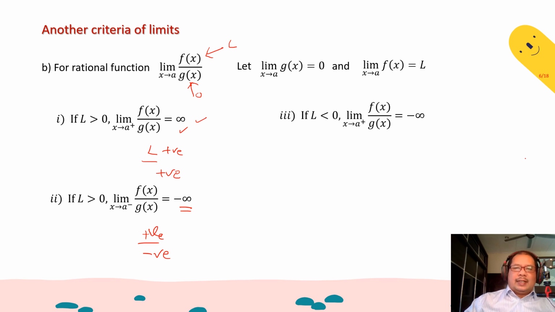Okay, L is a negative, so negative divided by g(x) is positive, because you come from the right here. g(x) is positive, negative divided by positive, you get negative. L is a negative, so negative over g(x) also negative, so the answer is positive infinity.